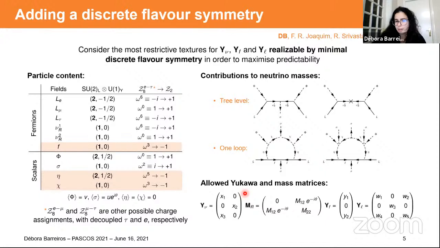Okay, and these are our allowed Yukawa and mass matrices. So as you can see, our goal was met because we were able to forbid some of the couplings. And also notice that our charged lepton sector is non-diagonal. In fact, we have a mixing between two of the three flavors, between the electron and the tau flavor for the specific case of this symmetry. This is actually why we call this symmetry Z8 e-tau. And we also end up with a decoupled muon.